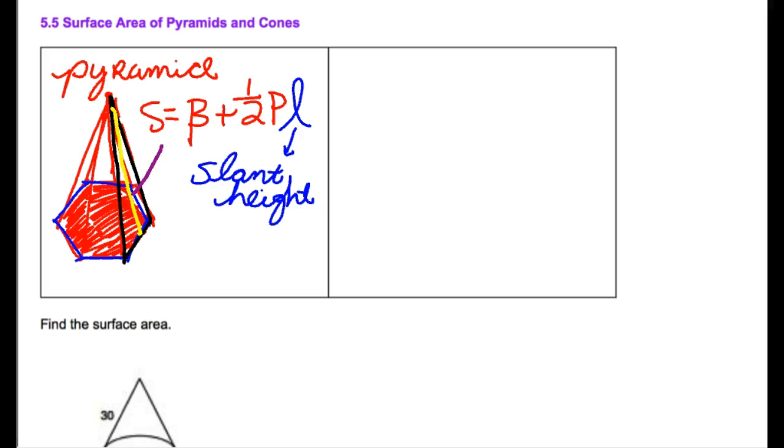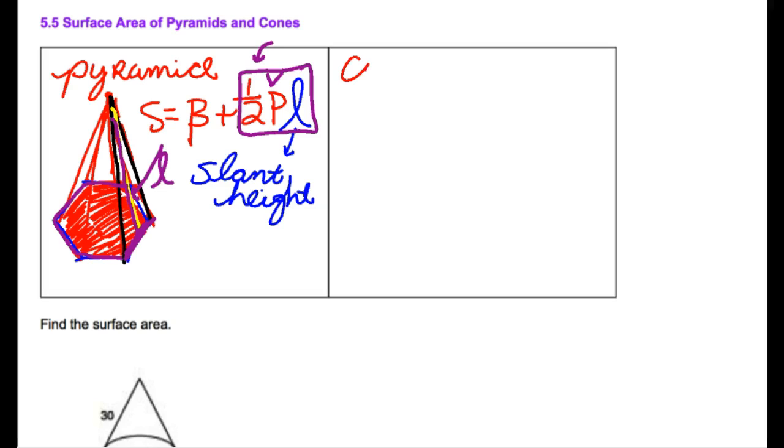We'll hand it to you, but that's L. And where the 1/2 PL comes from is really every one of those triangular faces is 1/2 base times height. And when I travel around here and do that for all of those triangular faces, that's where the perimeter comes from. So really it's just this right here, which we call the lateral area. It's really just adding up all those triangles that are on the side.